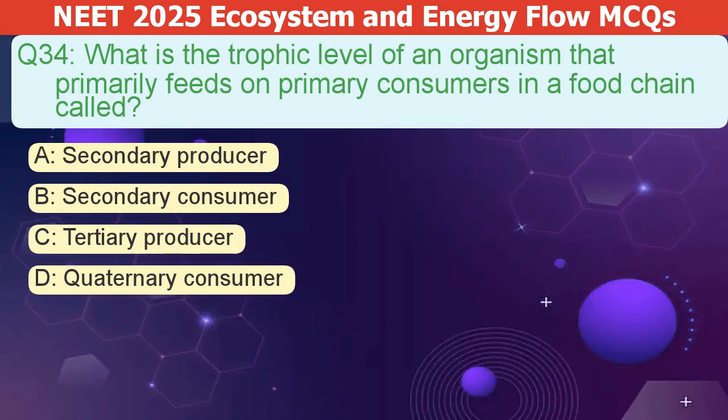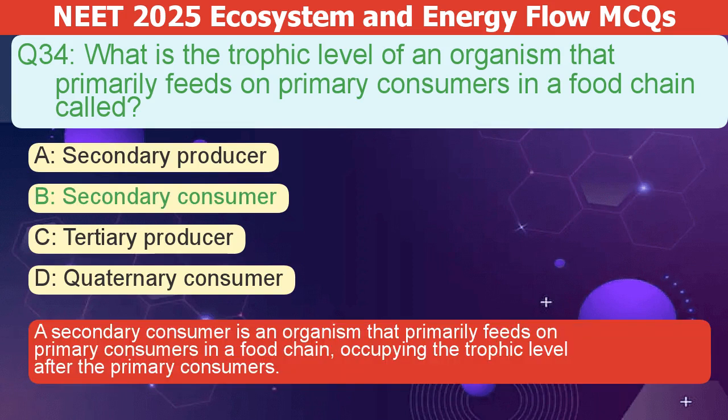What is the trophic level of an organism that mainly eats primary consumers in a food chain called? A. Secondary producer. B. Secondary consumer. C. Tertiary producer. D. Quaternary consumer. The correct answer is B. A secondary consumer is an organism that mainly eats primary consumers in a food chain. It's in the trophic level after the primary consumers.